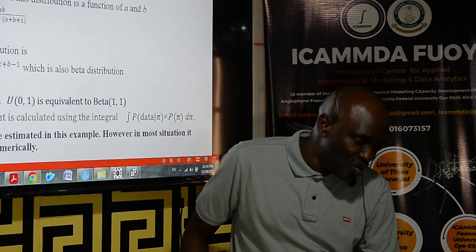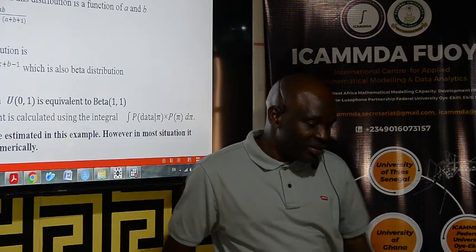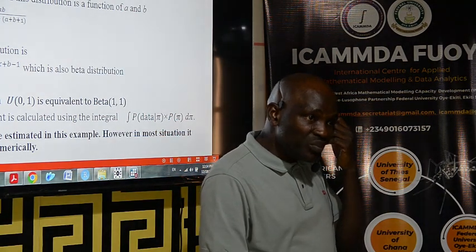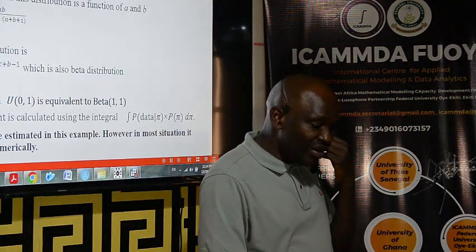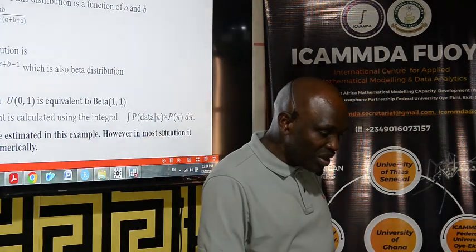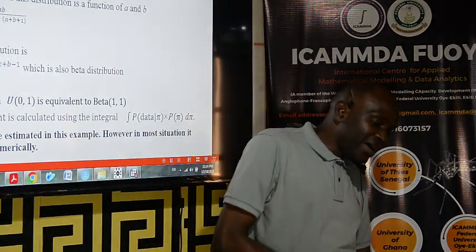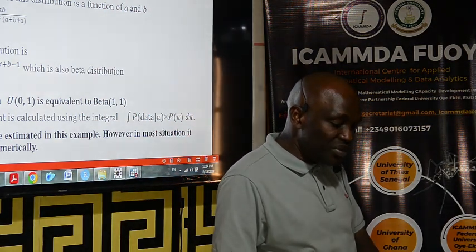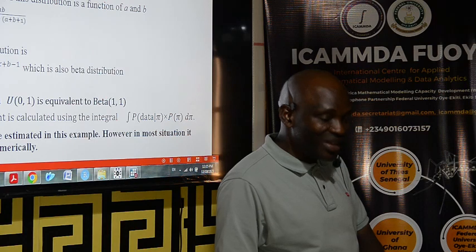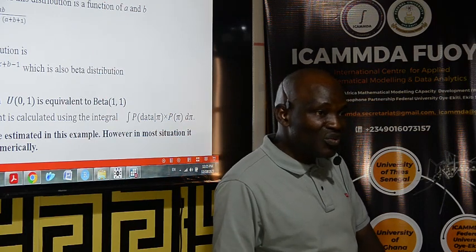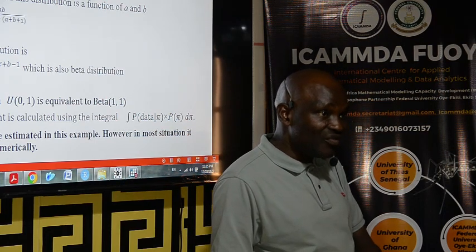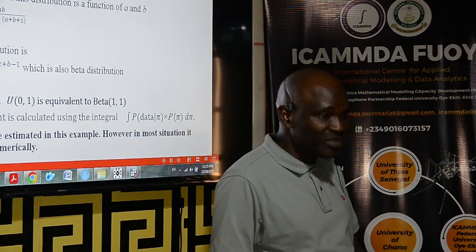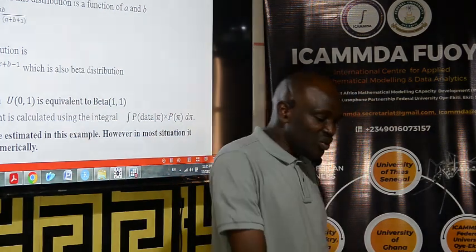The probability for the prior distribution, that's it: gamma of A plus B over gamma of A times gamma of B, then pi raised to the power A minus 1, then 1 minus pi raised to the power B minus 1, and A should be greater than 0, B should also be greater than 0. That's the assumption for the beta distribution.